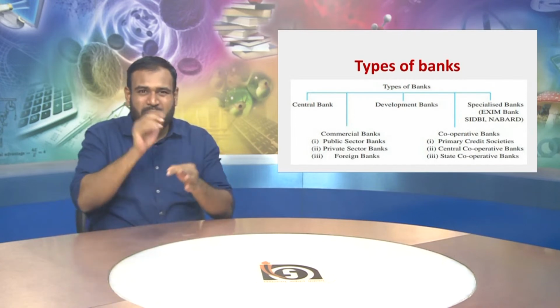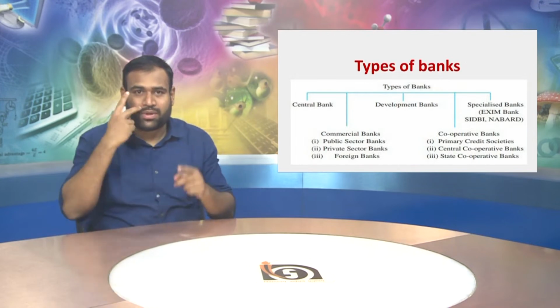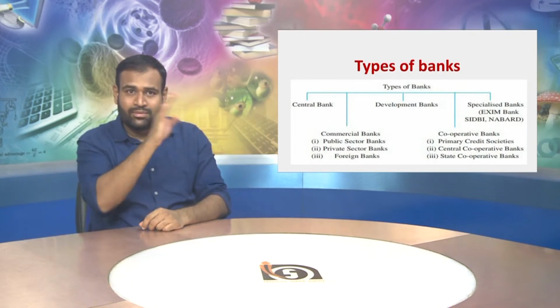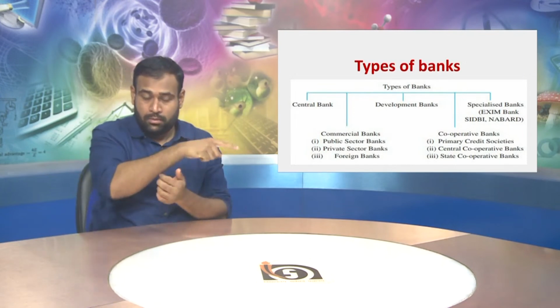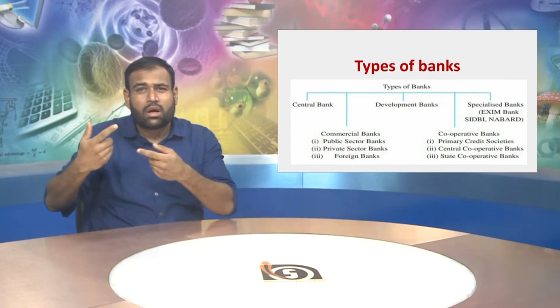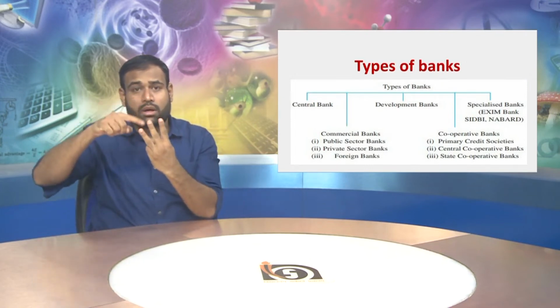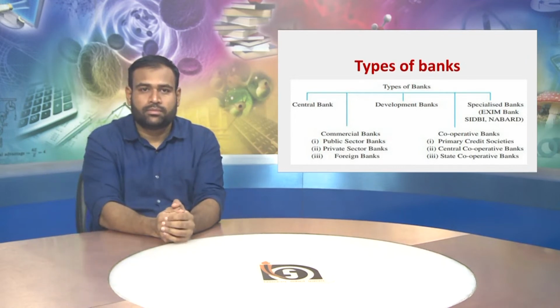Let us understand the types of banks. We earlier understood the word banking. So on screen you can see the different types of banks. On the top the words written are types of bank. Then there is central bank, developmental bank, and specialized bank. Let us understand them further.